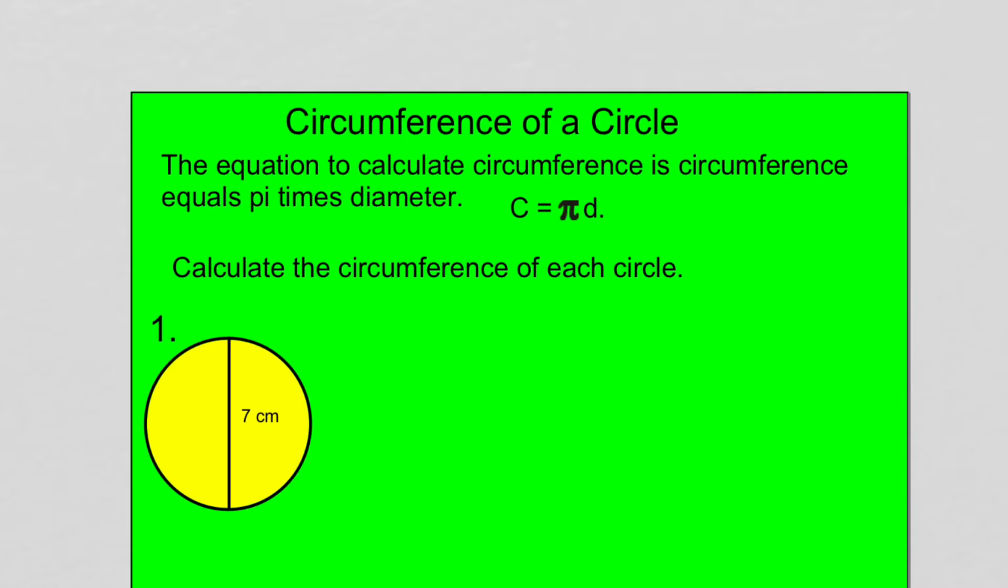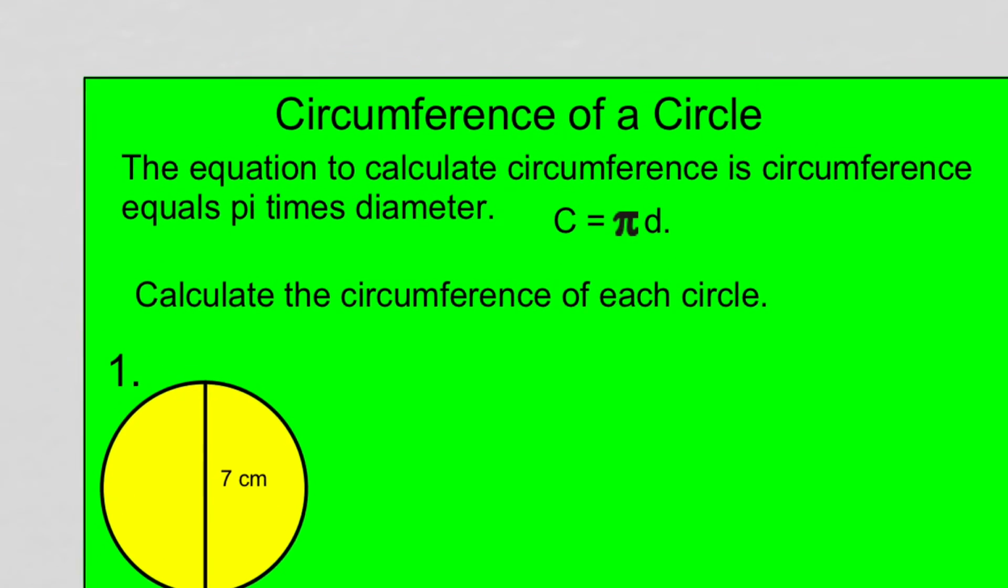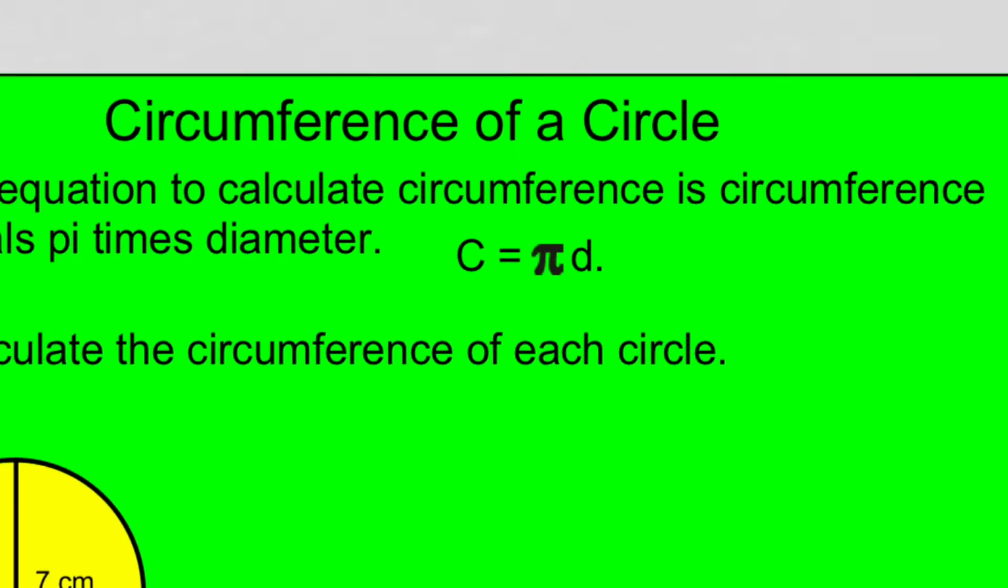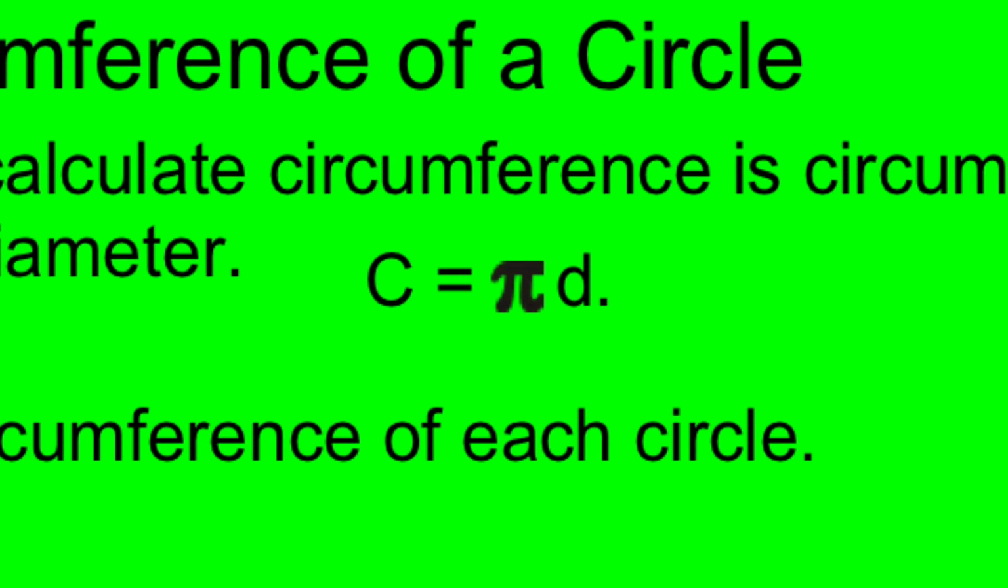In our previous video, we learned where pi came from, what pi is. We learned the parts of a circle, and we developed a math equation for calculating the circumference or the perimeter of the circle. We learned that the equation to calculate circumference is circumference equals pi times diameter, and that can be abbreviated as capital C equals the symbol for pi times diameter. C equals pi times d.